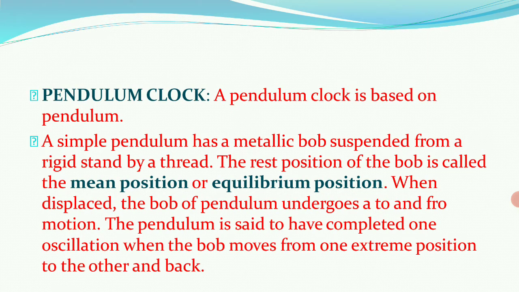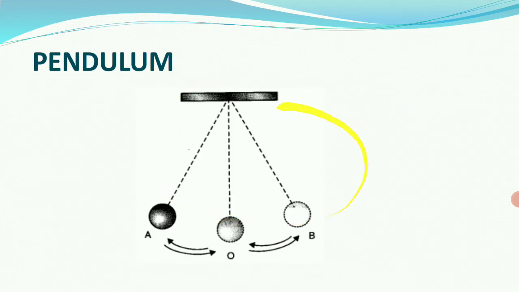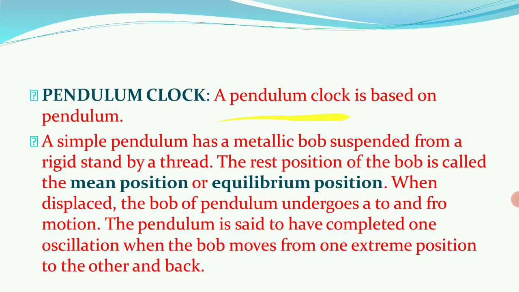Next, pendulum clock. A pendulum clock is based on pendulum. This is pendulum. This is metallic bob. It is metallic bob is tied to the thread, and this thread is hanged over a rigid support. A simple pendulum has a metallic bob suspended from the rigid stand by a thread.